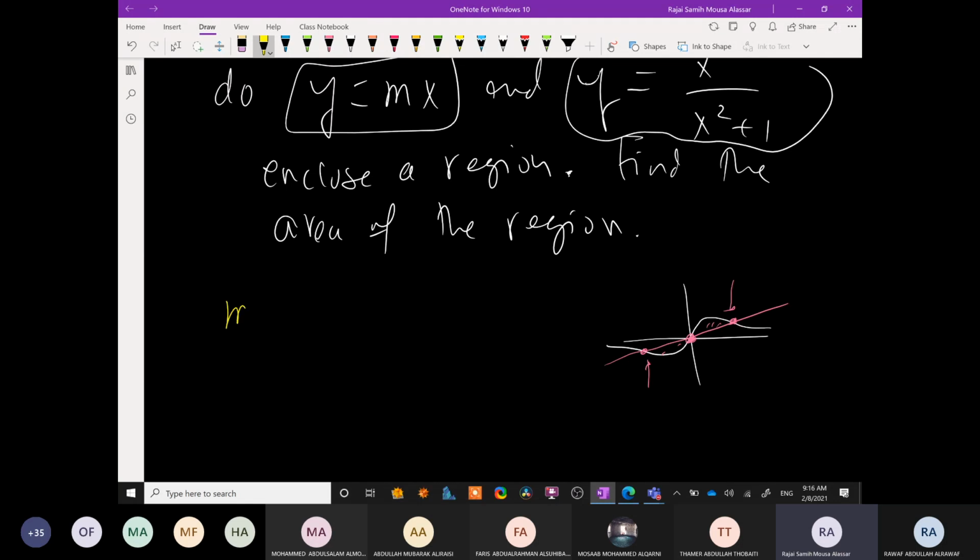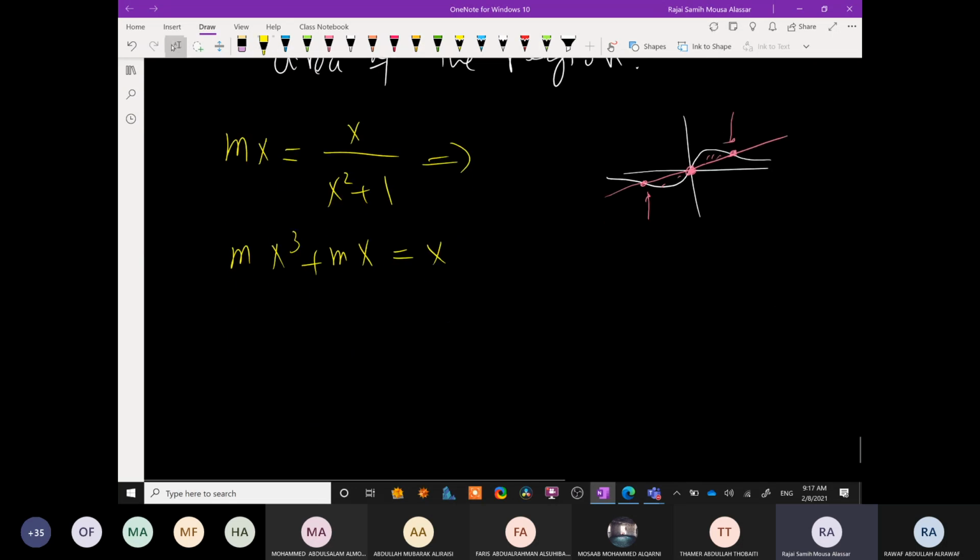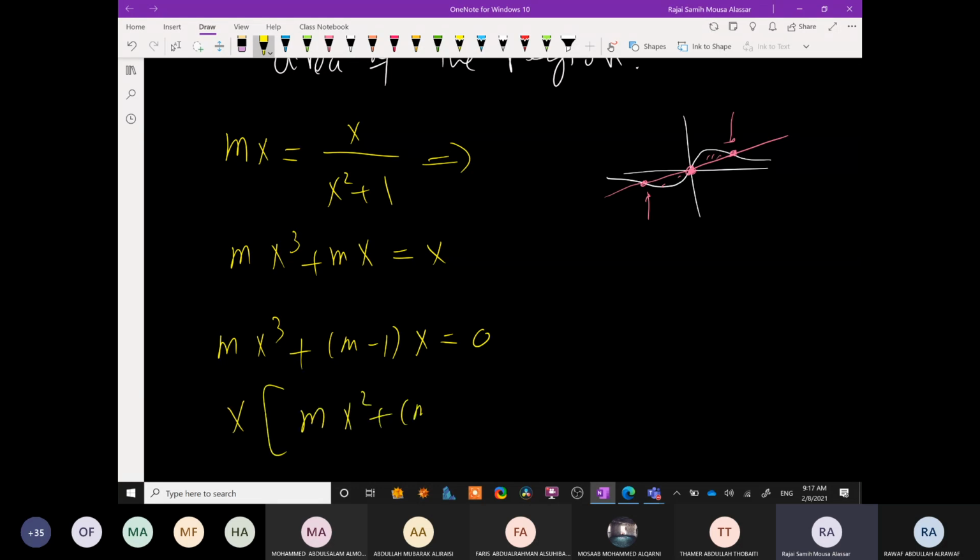So intersection means mx is equal to x over x squared plus 1. What does that mean? It means we have mx cubed plus mx is equal to x, so mx cubed plus (m minus 1) times x is equal to 0. Now we'll take x as a common factor. So this is x(mx squared plus m minus 1) equals 0.